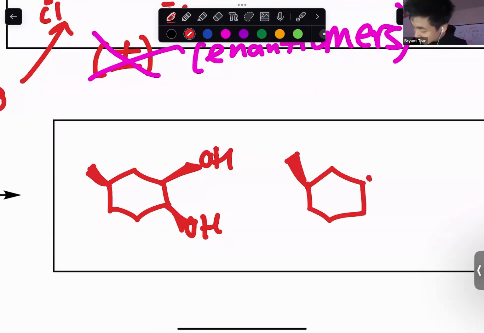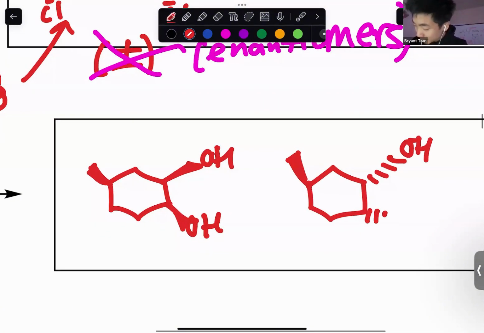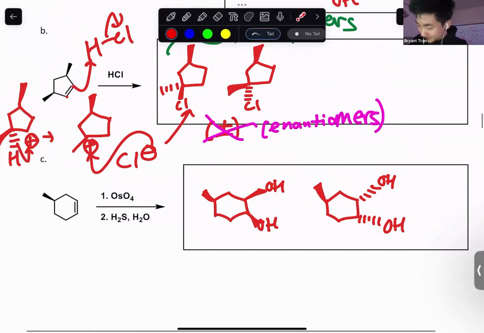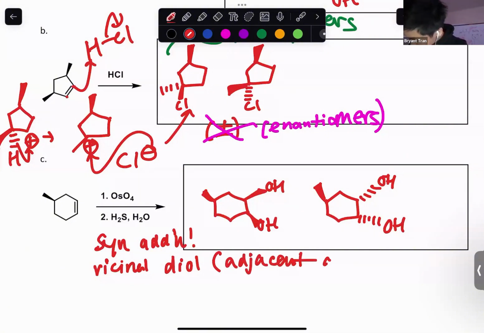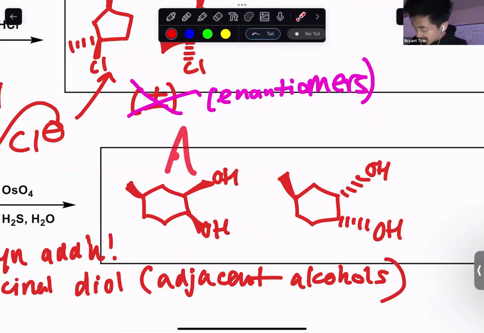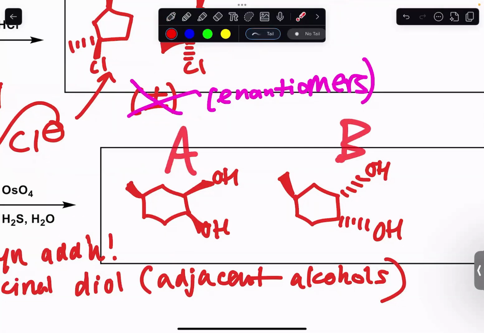What would you guys say is the major product and what would be the minor product? And for what reason, right? What factor determines the major and minor products here? Would you guys say A is the major product or B? I think B. Yeah, and for what reason? I think steric hindrance. Yes.